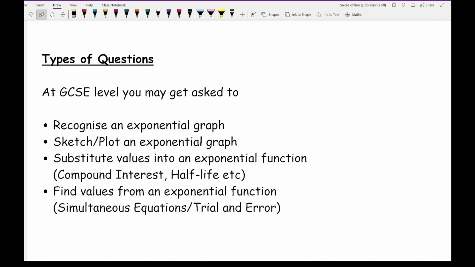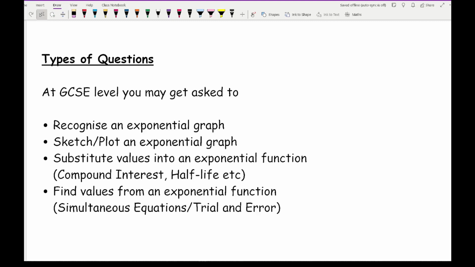Now a question that comes up is what types of questions are you likely to face related to exponentials in your GCSE exam? Well, the types of questions that could pop up are for you to recognise what an exponential graph looks like. So looking out for that y-intercept of (0, 1). And so there'll be an example of multiple choice questions where you're given a graph and you need to match up the equation, or you're given an equation and you need to match up which graph it refers to.